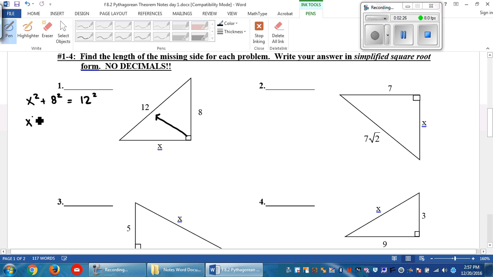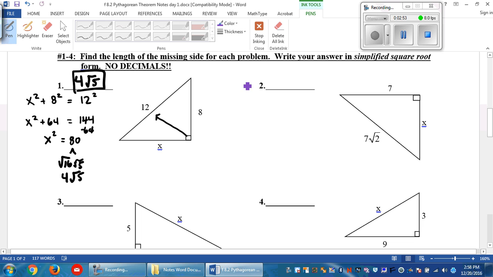So then solve the equation. Square it, so that chart comes into play again to help us and makes it quicker. Minus the 64 over. So x squared is by itself, we get 80. And break up the root, 16 and 5. So we get 4 root 5 for the missing side.